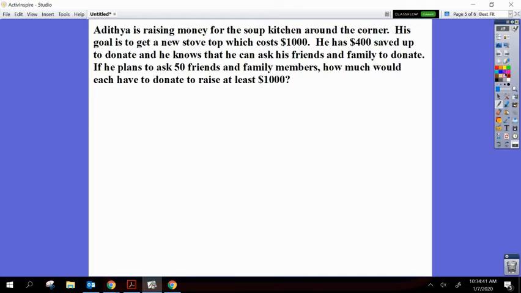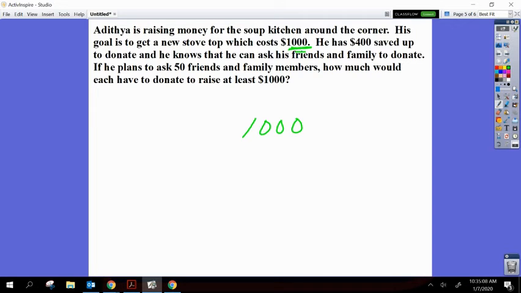Aditya is raising money for the soup kitchen around the corner. His goal is to get a new stovetop, which costs $1,000. So that seems like it's his goal. He wants to reach $1,000. He has $400 saved up, and he knows that he can ask his friends and family to donate. If he plans to ask 50 friends and family members together, how many on average would each have to donate to raise at least $1,000?